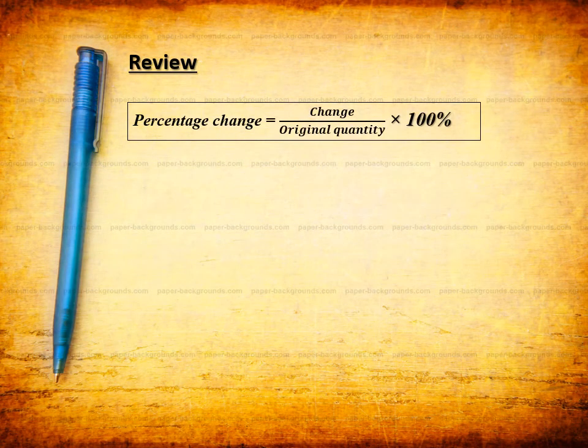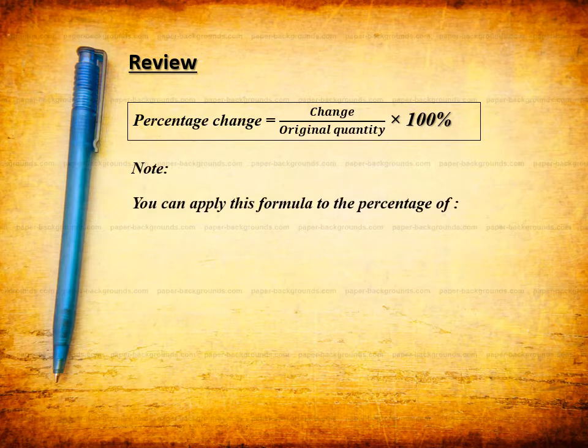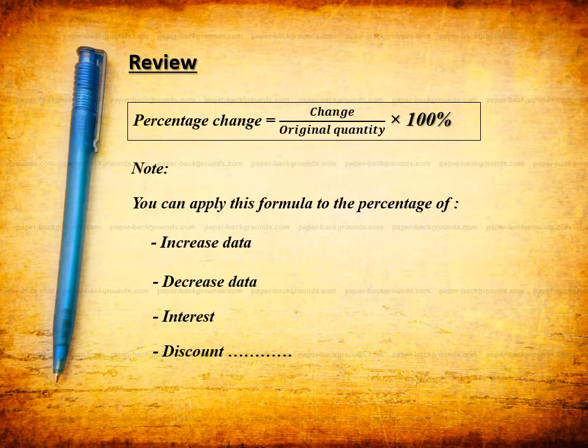Before we start our lesson today, we need to review the previous lesson about percentage change. Do you still remember the formula to find the percentage change? Percentage change equals the change out of the original quantity, and then you multiply it by 100%. Note, you can apply this formula to the percentage of increased data, decreased data, interest, and discount.